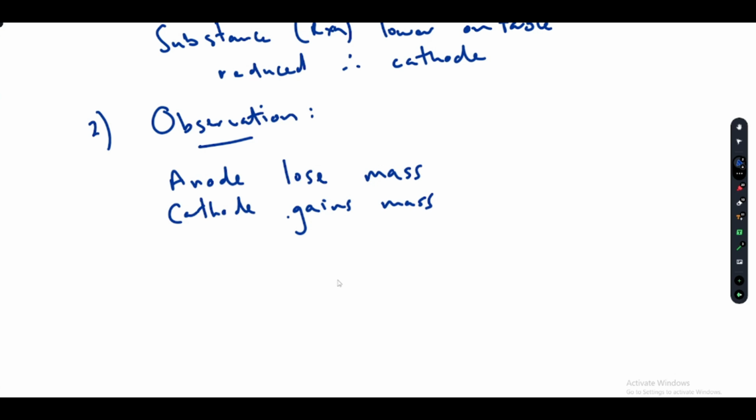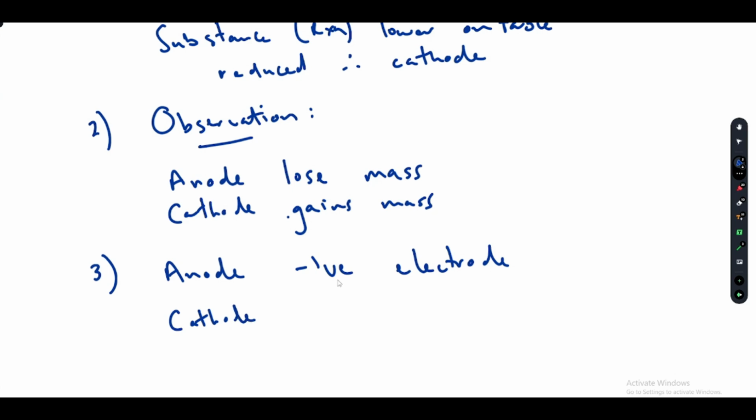But let's say we're not given that. We're not even given that. Then we must be given a third bit of information. We must be told which electrode is positive and negative. If you think about a battery, batteries have that. Positive electrodes, negative electrodes. We see it labeled on a battery, right? So we must note that the anode is the negative electrode, and the cathode would be the positive electrode.